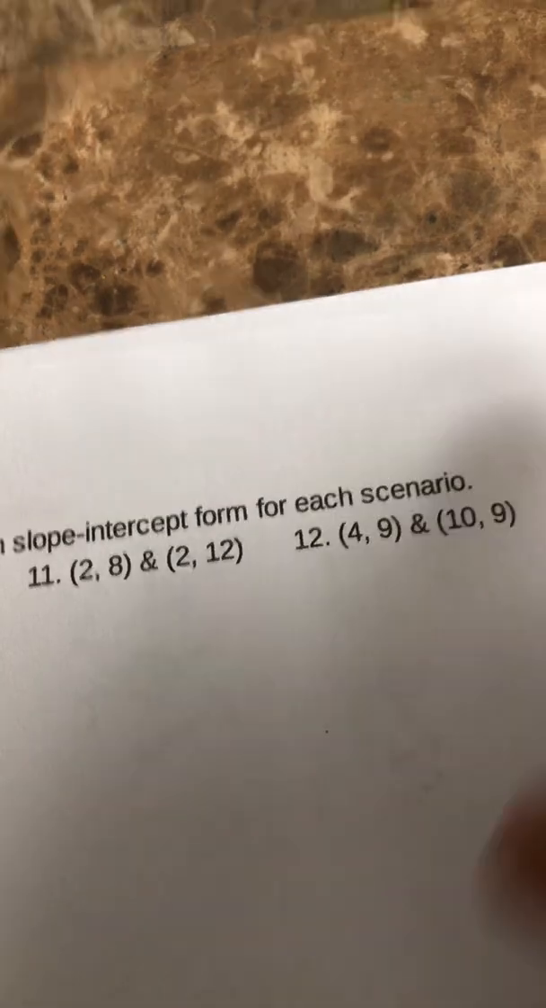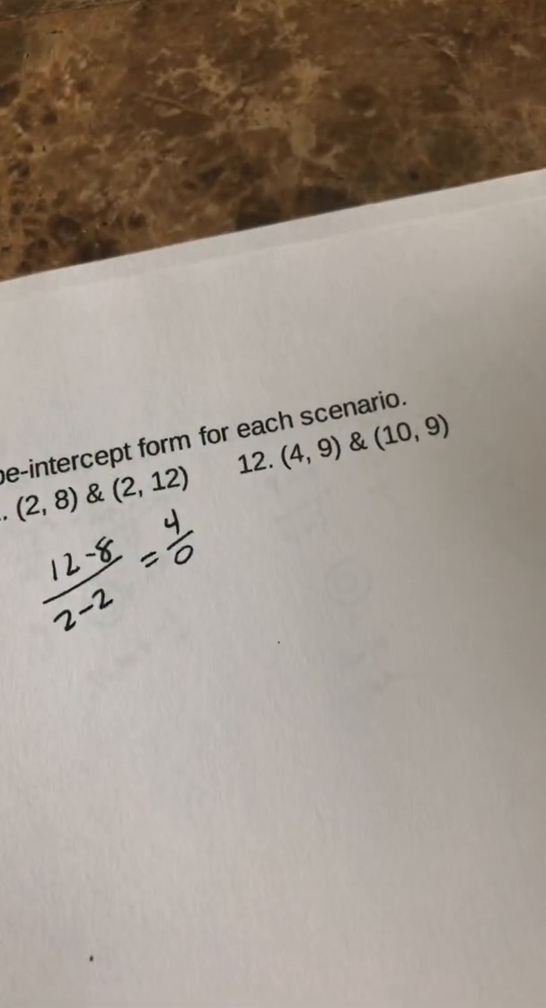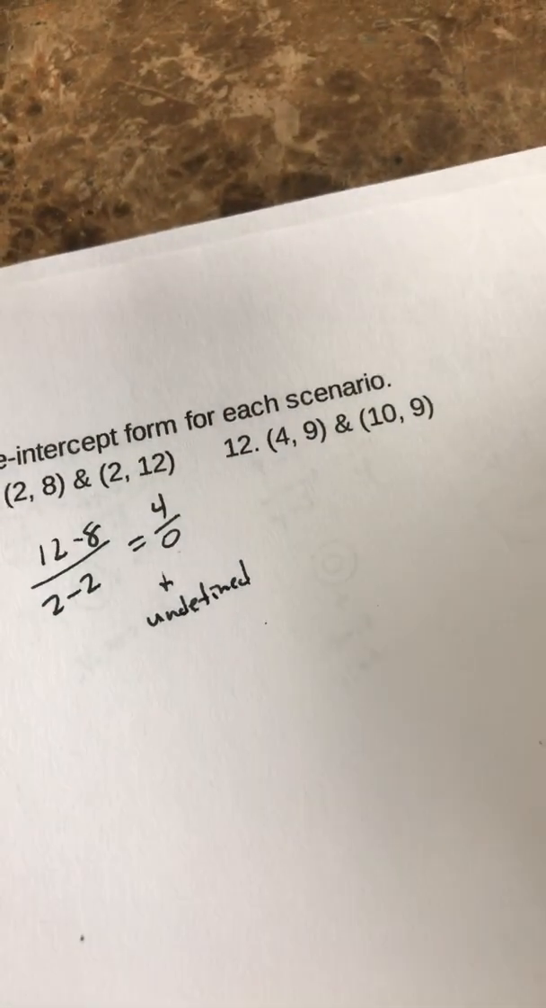11 and 12 are special lines. So when I do this one, I have 12 minus 8, but on the bottom I get 2 minus 2. So you get 4 over 0, which tells you your slope is undefined. Now we aren't finished yet. That just is what the slope is. This tells me my line is a vertical line.